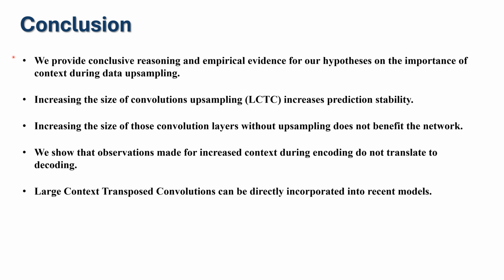In conclusion, we provide conclusive reasoning and empirical evidence for our two proposed hypotheses. We show that increasing the size of convolutions for upsampling, that is LCTC, increases prediction stability. We also show that increasing the size of those convolution layers without upsampling does not benefit the network. This is contrary to known literature on encoding, where increasing context helped those networks, and thus we show that observations made for increased context during encoding do not translate to decoding. And lastly, we show that our proposed large context transposed convolutions can be directly incorporated into recent models, including state-of-the-art ones.